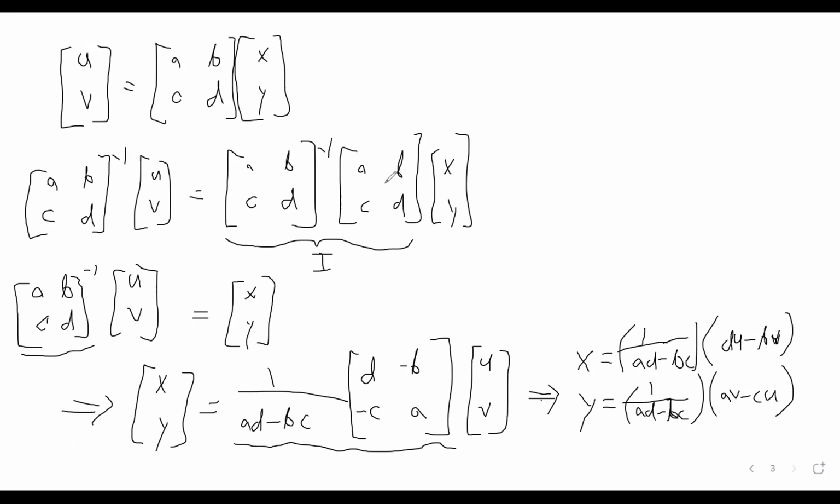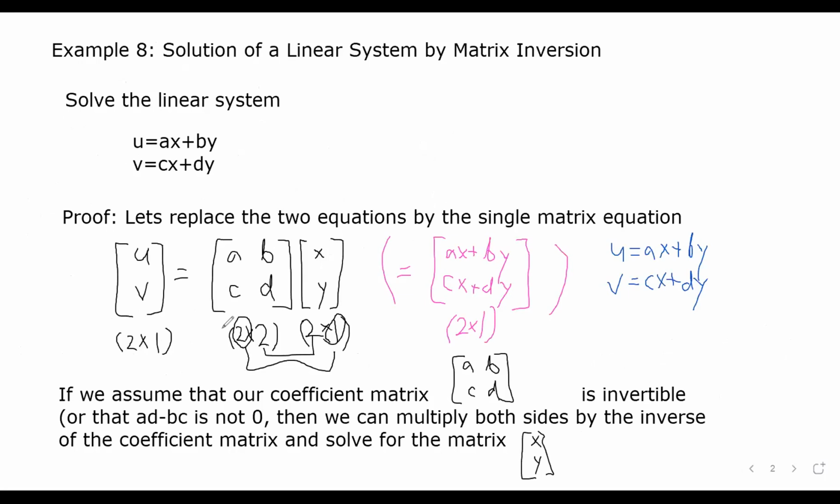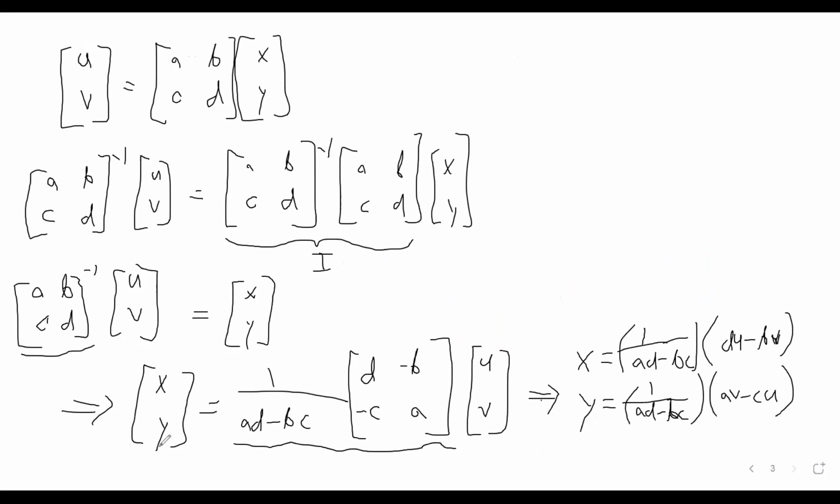We solved it by multiplying by the inverse matrix of the coefficient matrix, called matrix inversion. But this is all given an assumption: if we assume our coefficient matrix is invertible. With that assumption, we can solve the linear system.